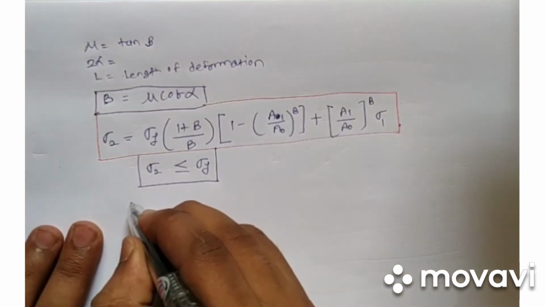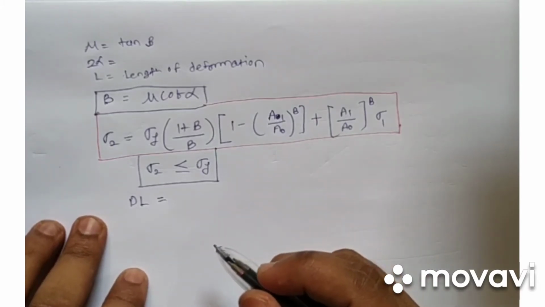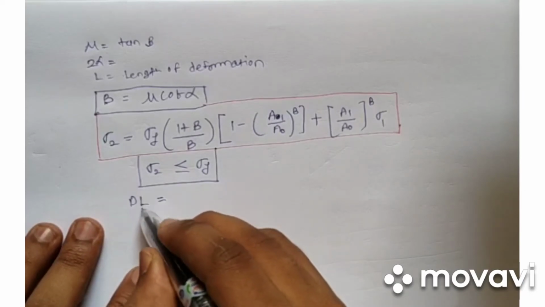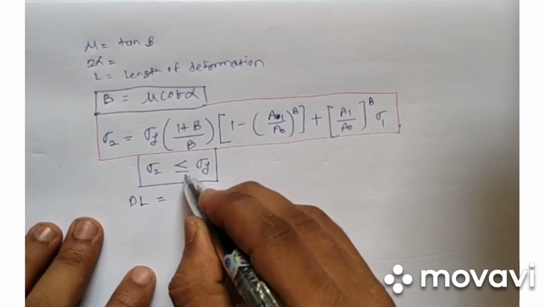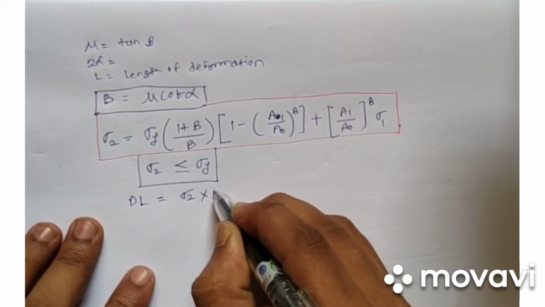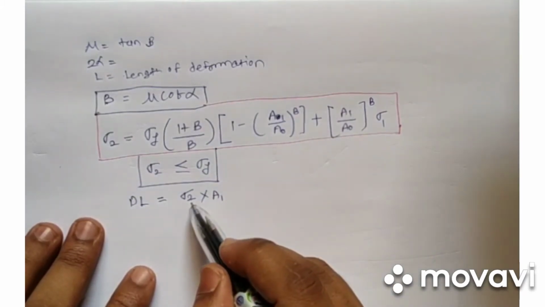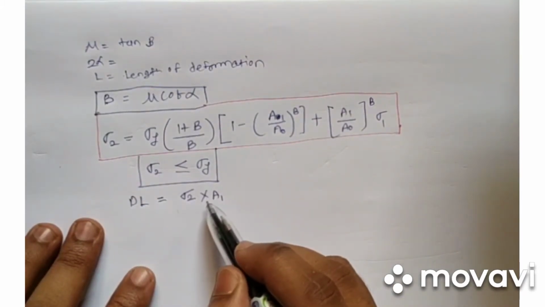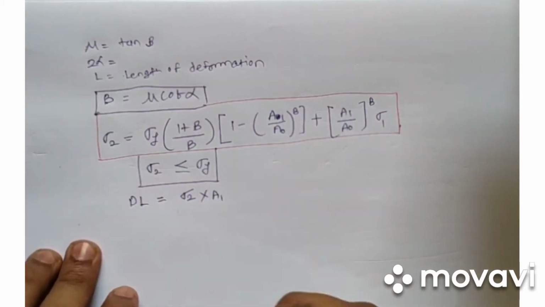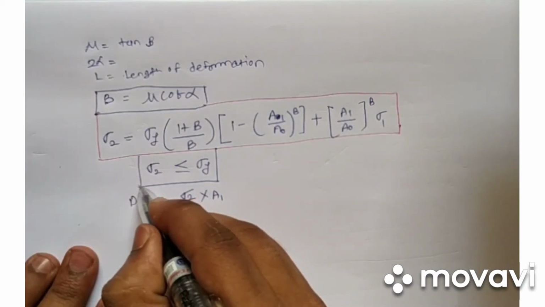So if we consider the drawing load, let's say DL, this can be again a simple logic. Stress we all know as force upon area, so this load is nothing but a force that can be given by sigma 2, the stress, times A1, the final wire area on which this stress is getting induced. So this is the cross-sectional area of the final wire, and that's why we are considering A1 here. So this is our drawing load.